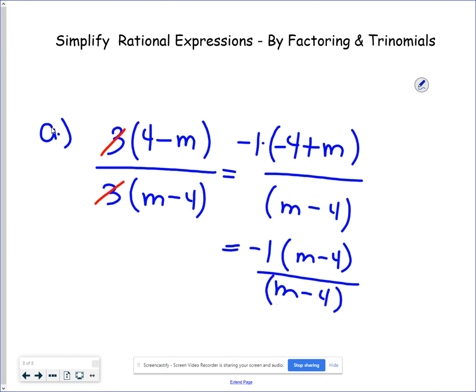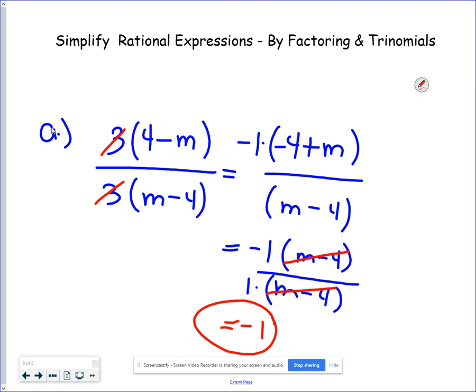And you can think of the top and bottom as being 1 times m minus 4. So now we can mark out the m minus 4's. So we end up with just negative 1 over 1, which is negative 1. So this original rational expression reduces down to just negative 1.